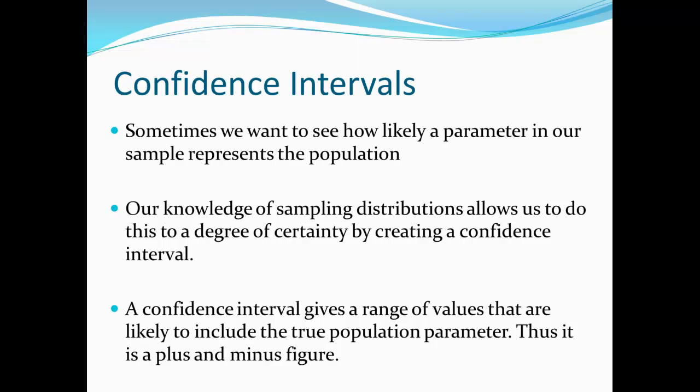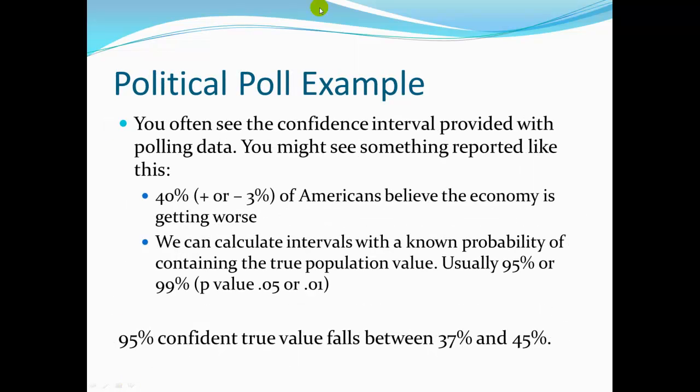So what the confidence interval really does is give you a range of values that is, to some degree or another, likely to represent the true population parameter. And it's a plus or minus figure. To give you an example to maybe make this make sense, you often see these confidence intervals in the real world in political polls. You might see something like 40% of Americans, plus or minus 3%, believe that the economy is getting worse. A lot of times in polls you would see that stated. This plus or minus represents our confidence interval here.